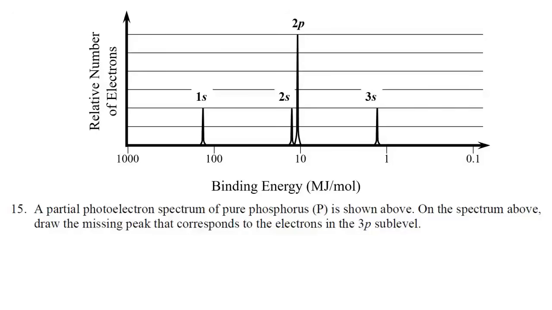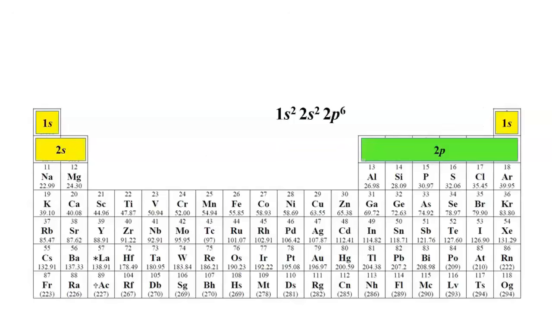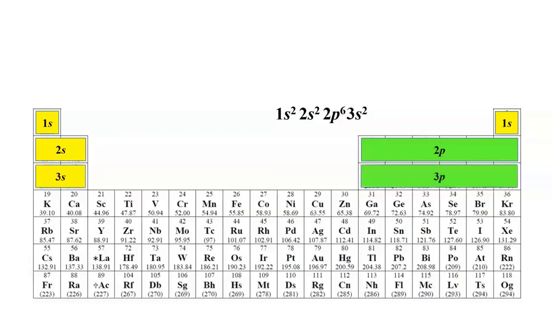Let's take a look at phosphorus on the periodic table. Phosphorus has a total of 15 electrons. 1s2, 2s2, 2p6, 3s2. So that's been shown to us in this PES diagram. The last part of it would be 3p3.